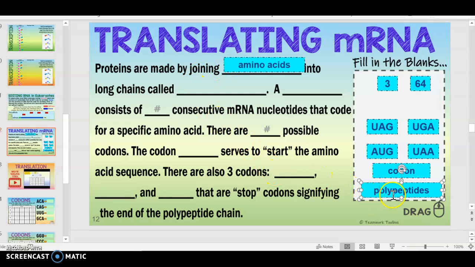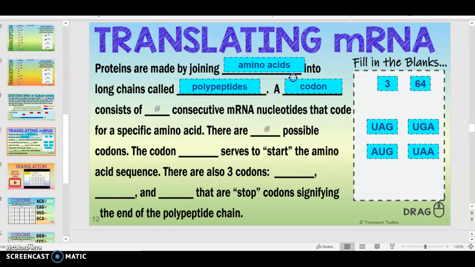Because remember, poly is many, P in peptides is for protein. So that's many proteins, long chains. All right, a blank consists of blank consecutive mRNA nucleotides. So when we have 3 messenger RNA nucleotides, I said the answer a minute ago, it's a codon, and we do indeed read that 3 letters at a time, as you could tell by the practice sheet that you guys did. All right, so a codon consists of 3 consecutive mRNA nucleotides that code for a specific amino acid.